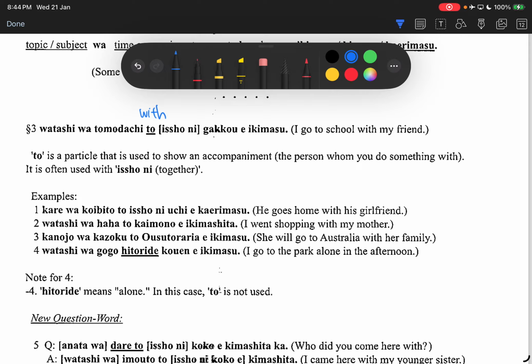Number 1. 彼は恋人と一緒に家へ帰ります。Right? So 彼は, は is our subject particle. So about him, right? About this 彼。彼は恋人と。So 恋人 means lover, romance partner, lover. So 恋人と, with partner. So he with partner 家へ帰ります。So to home, go back. That means go back to home. Okay, so he with his lover go back to home.